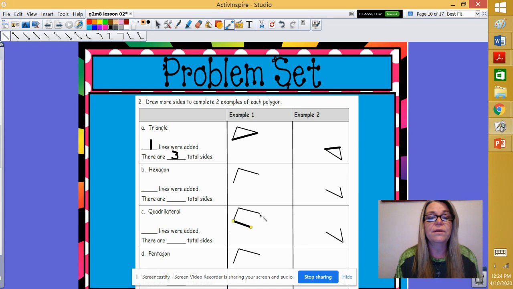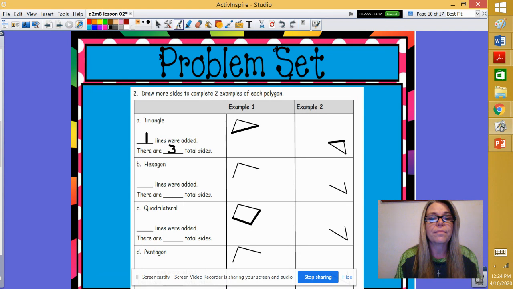Can go here. Oops. Let me undo that one. We don't need that one there. And here. Now how many sides do I have? 1, 2, 3, 4. We started out with 2 lines and we added 2 lines. So now there are 4 lines.